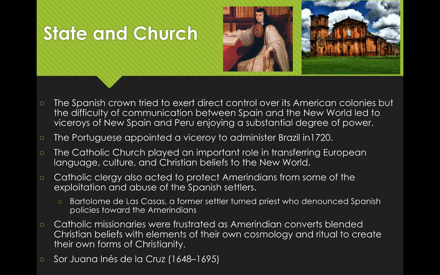The Spanish crown tried to exert direct control over its American colonies, but they had some problems. There's a lot of difficulty with communication between Spain and the New World. And because of this, a situation develops where the viceroys of New Spain and Peru and their subordinate officials enjoyed a substantial degree of power.